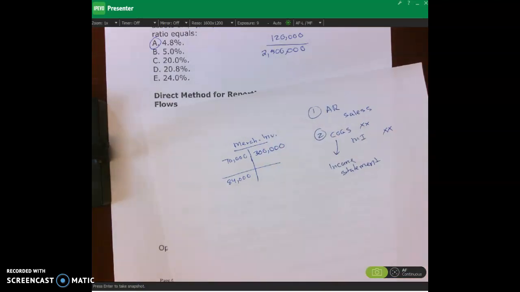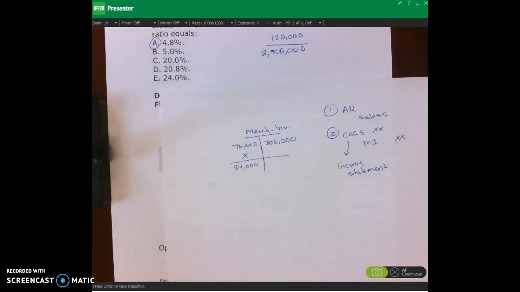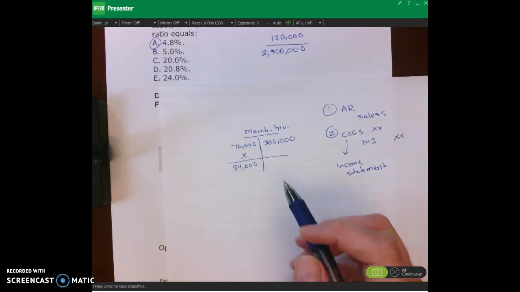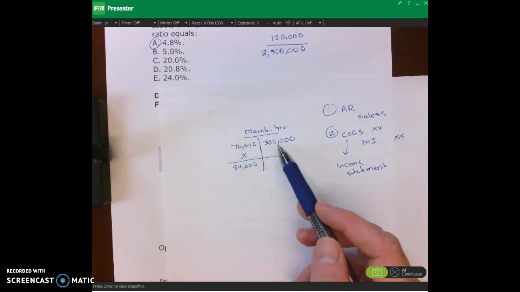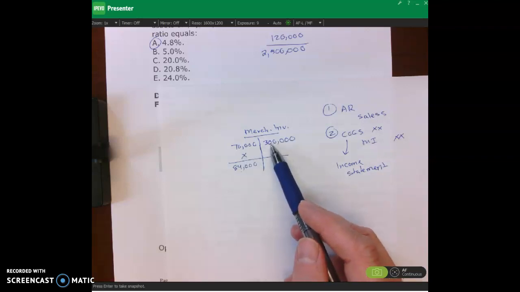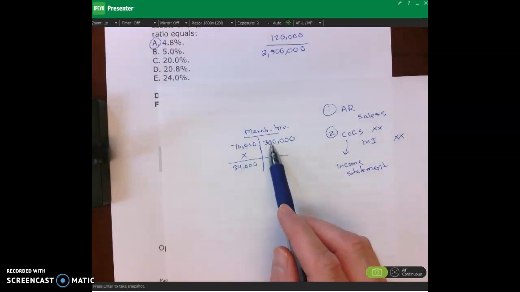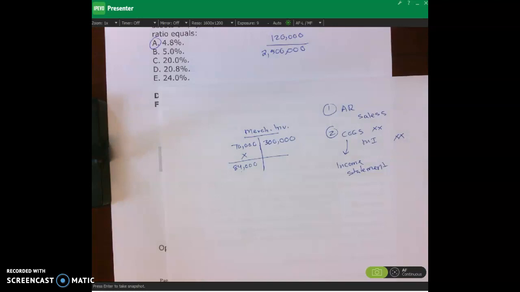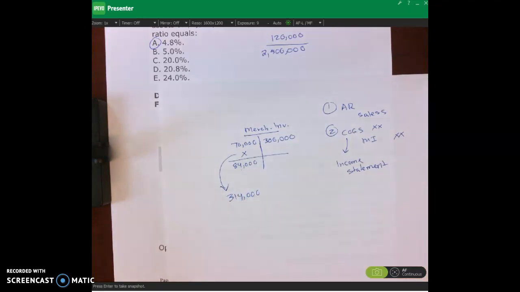merchandise inventory. So then we have some number here that we're missing in our T account, and we can figure that out. How can we figure that out? Well, we can say 70,000 plus X minus 300,000 equals 84,000. And when you solve for X, you get $314,000.